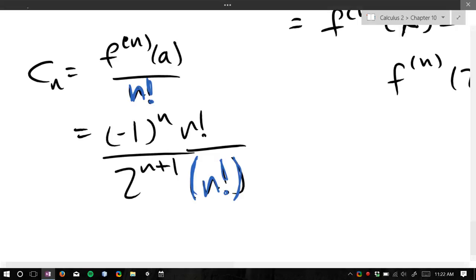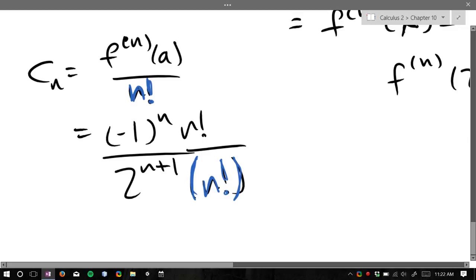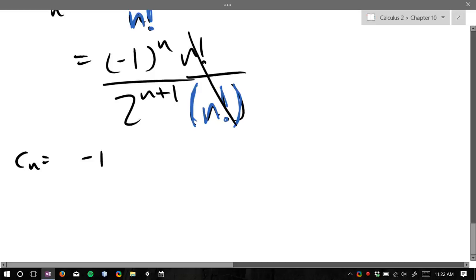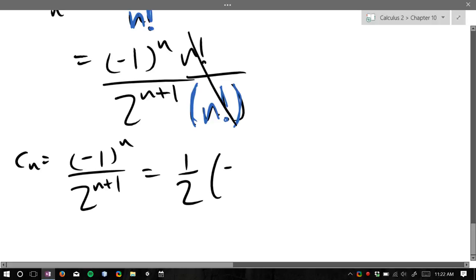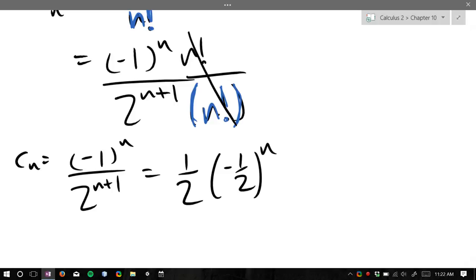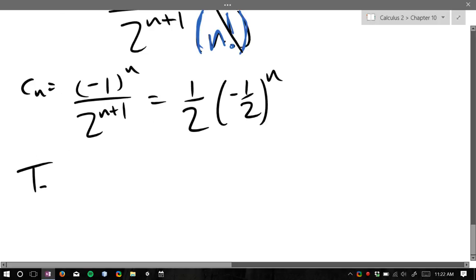So what algebra can we do? Cancel the n factorials, and it will be even nicer. So our cn, our final version, is negative 1 to the n divided by 2 to the n plus 1, which I could write as 1 half times negative 1 half to the n. That seems like it works. Yeah, that'll work out. You don't have to rewrite in different forms. You should definitely cancel the factorials whenever possible, but you don't have to rewrite that much. And we're ready to write the final version.